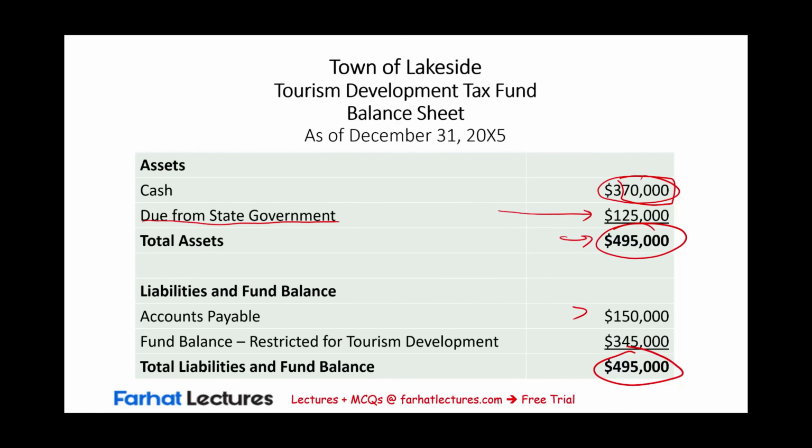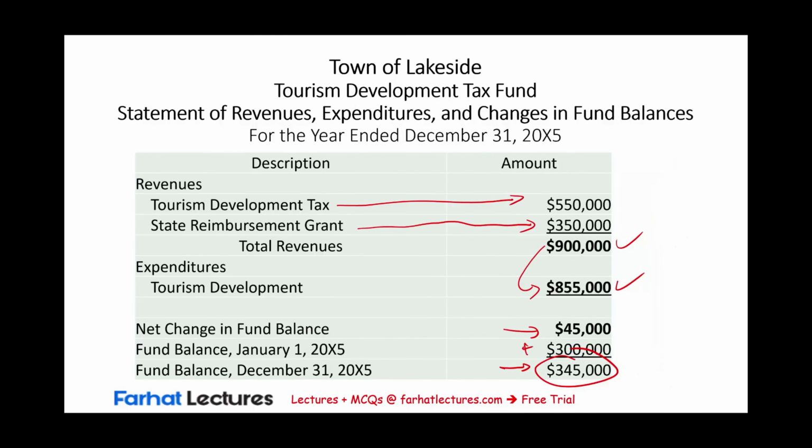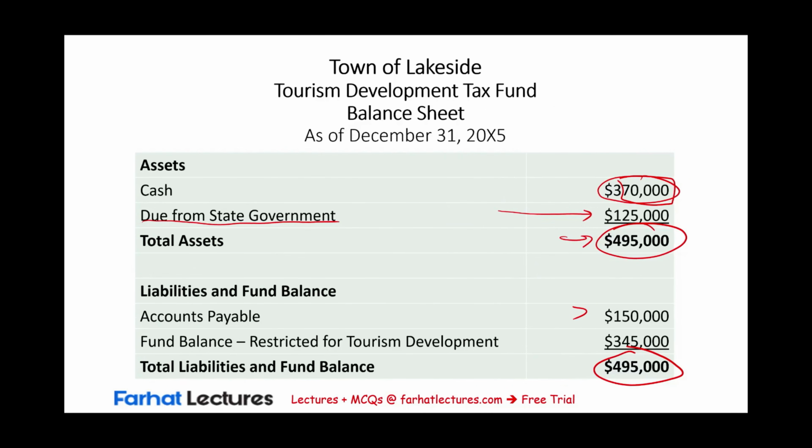So what I did, I took you through a series of journal entries when it comes to the special revenue funds. Then I ended up with the closing and the final product, which is what? The balance sheet, or the statement of financial position, and the statement of revenue, expenditure, and changes in fund balance.